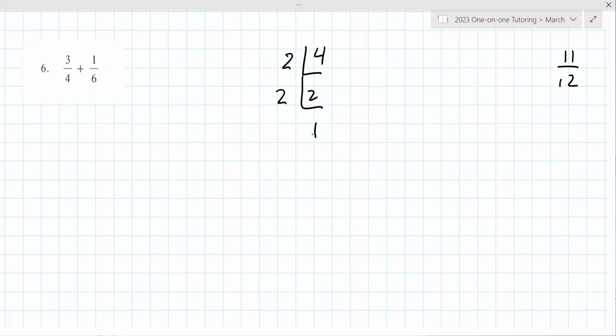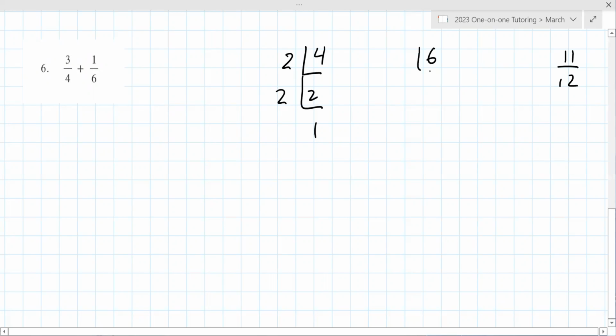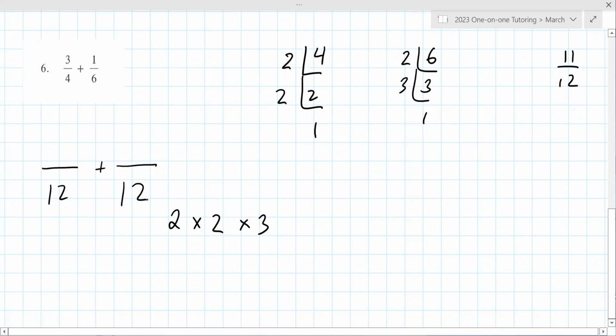And then we do the same thing with 6. Build 2 and 3. Okay. Now you start with the smaller number. You're going to have a 2 times a 2 for the first one. And then when you look at the second one, you've already got a 2, but you need to add a 3. That's right. So it's 2 times 2 times 3, which is 12. Very good. So that's the bottom number, the denominator of your fractions.